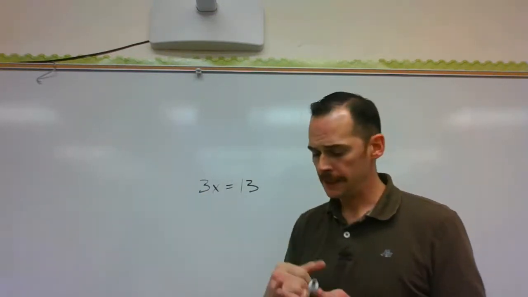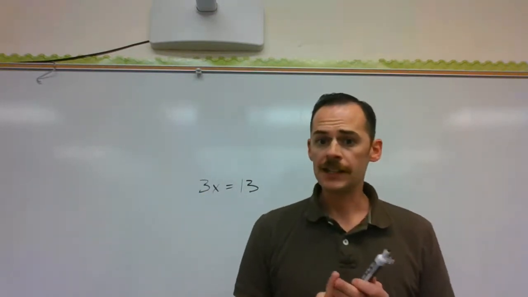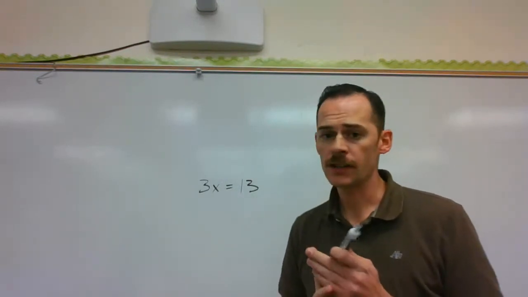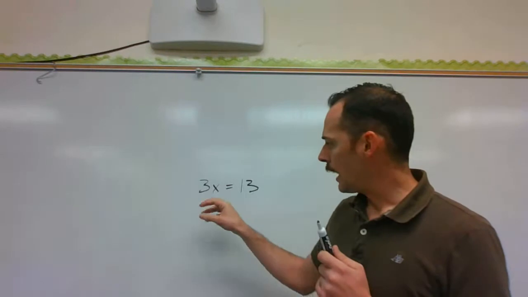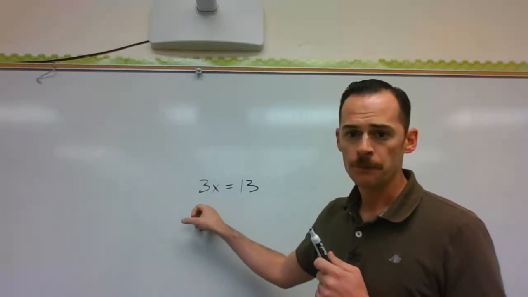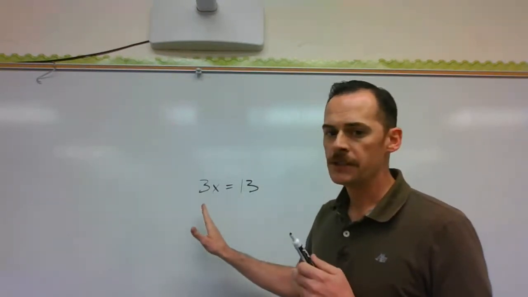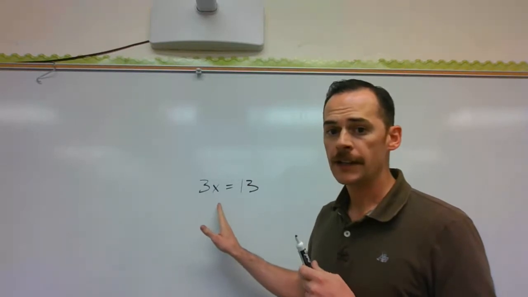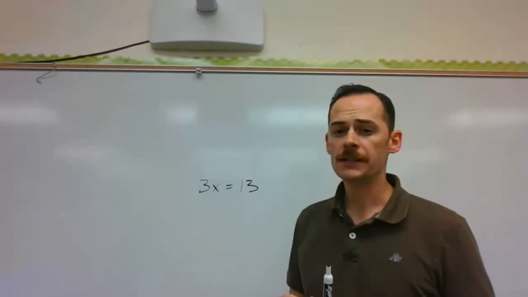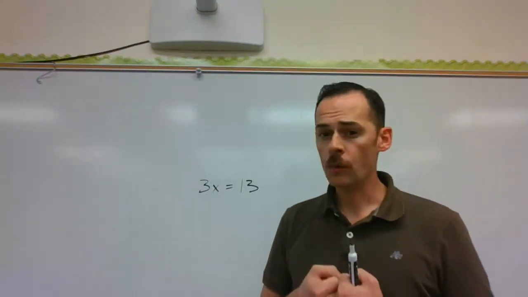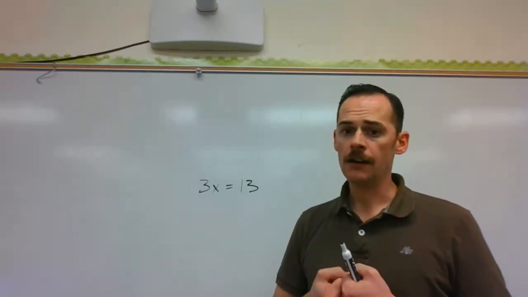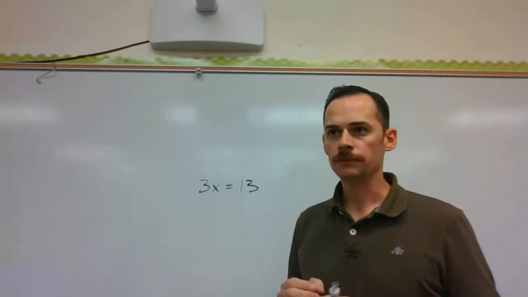Now, we don't see any addition. We don't see any subtraction. We don't see any multiplication signs. We don't see any division signs. Okay, so how do we know how it's bonded? Anytime we see a number directly next to a variable, we know that it is being multiplied. Multiplication does not always need to have a multiplication symbol.